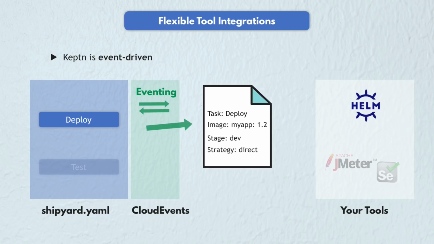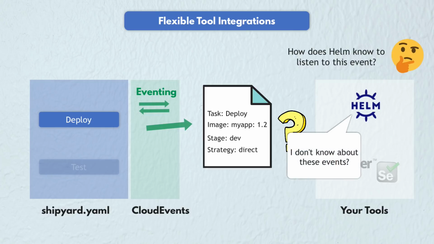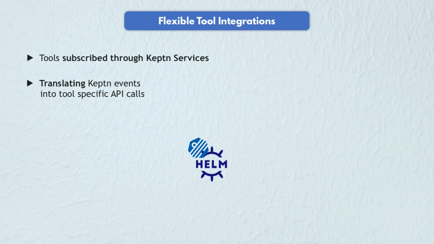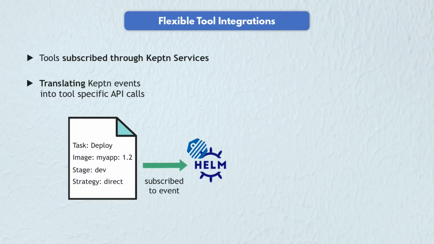Now, on the other side, you have these tools configured that can execute the tasks. But how do these tools know how to handle the event? So for example, if you use Helm for deployment, how does Helm know to listen for this specific event and then execute the deploy task? Well, that's done through Keptn services, which are basically small applications written for each tool that can translate the Keptn event into an API call to that specific tool. So Keptn's Helm service will subscribe to the execute deploy event, read the event payload when Keptn sends it, and then translate that event into a Helm task and tell Helm to deploy the application with the provided information.